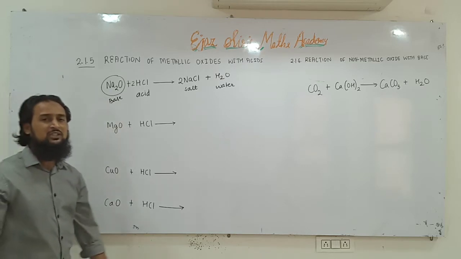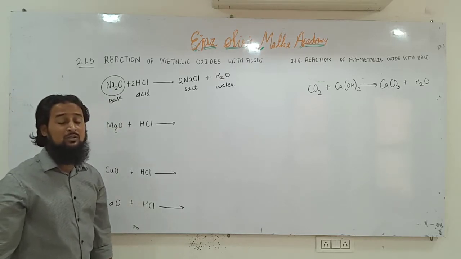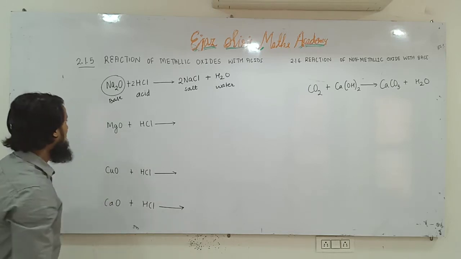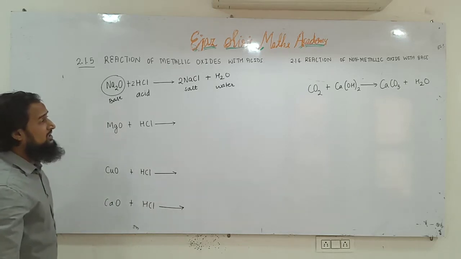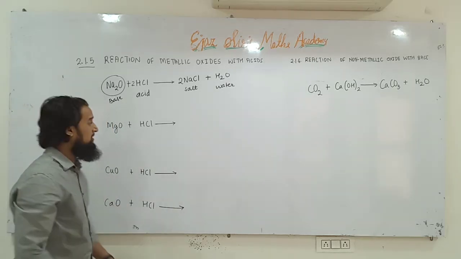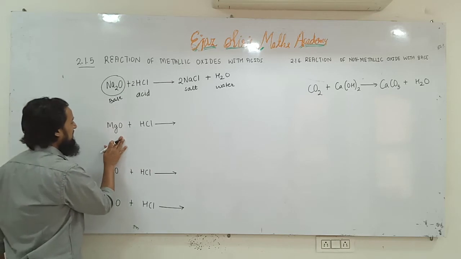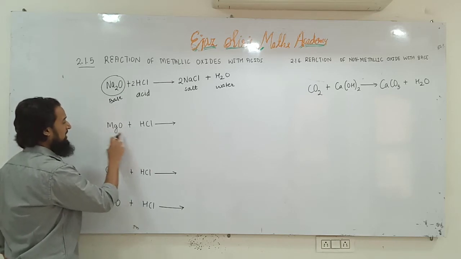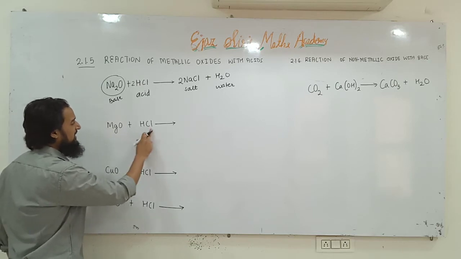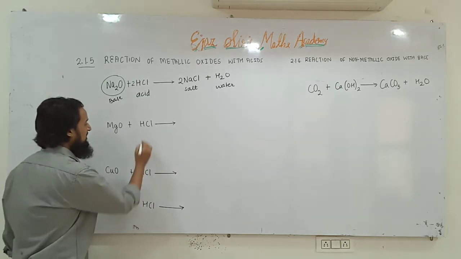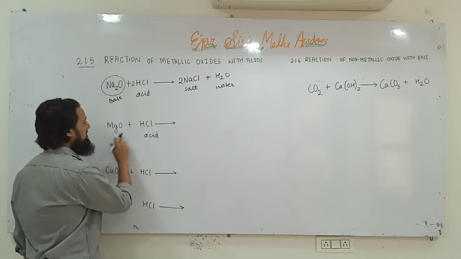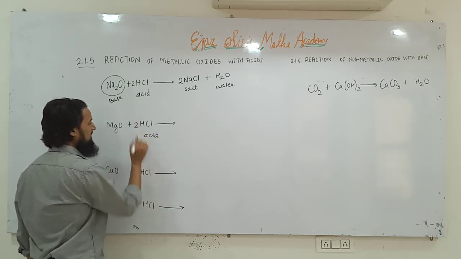So metallic oxides, it is written in the chapter on metals and non-metals also, on page number 52. Metallic oxides are basic in nature and non-metallic oxides are acidic in nature. So here again another example, MgO, magnesium oxide. Magnesium is a metal, magnesium oxide is a metallic oxide, and it is reacting with hydrochloric acid. So again this is acid. Let us see what it will form. Mg, so it should be 2HCl here.